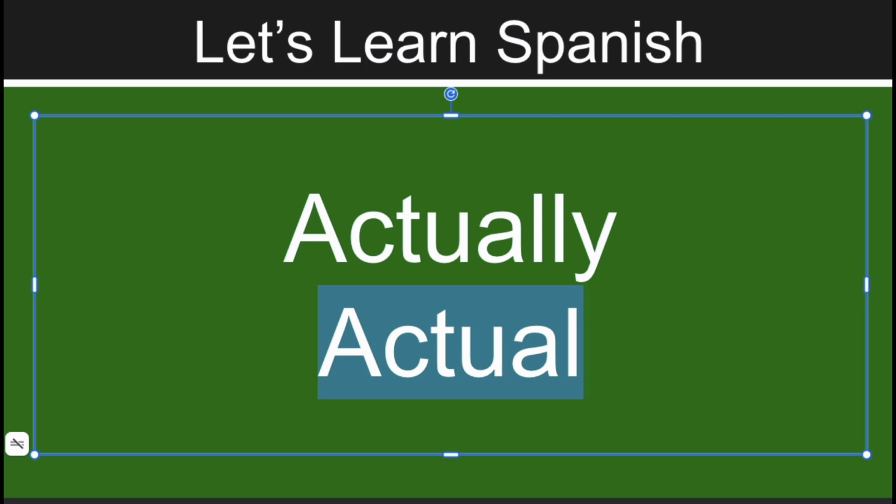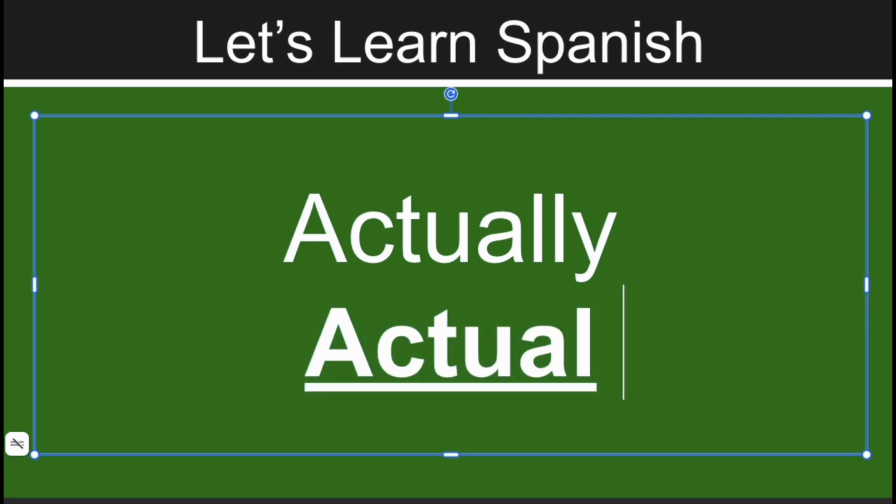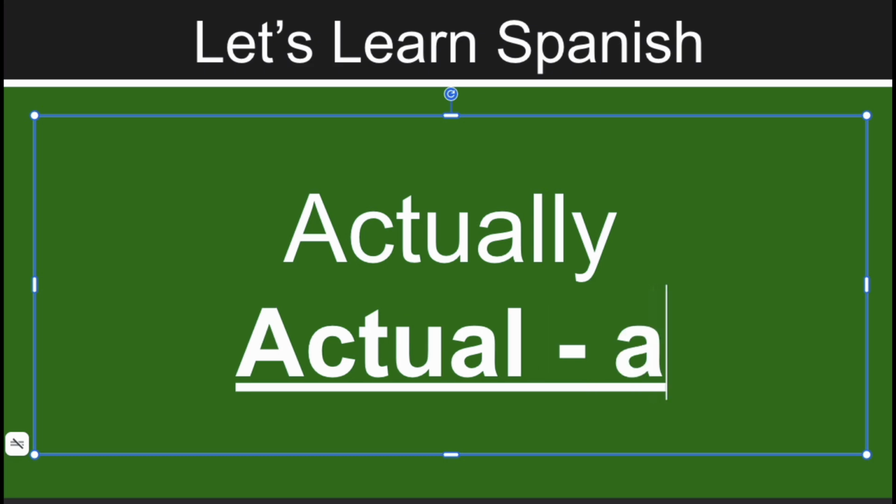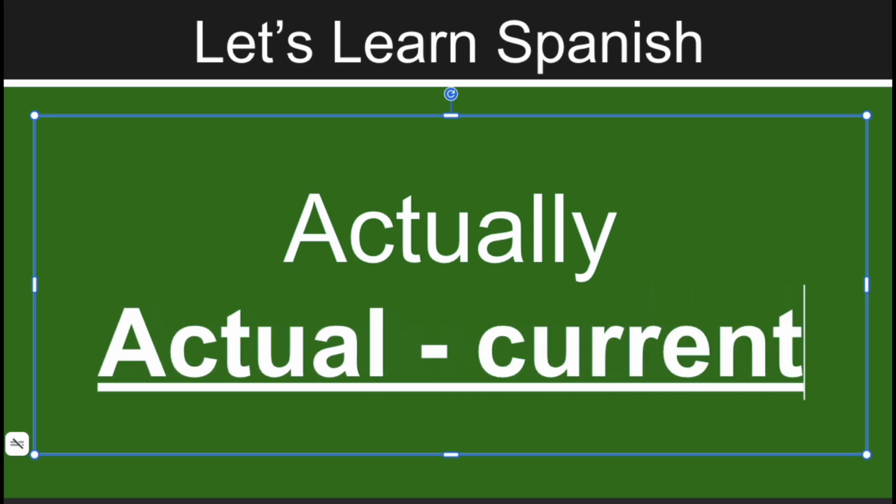This is why I really like these lessons right here, because we get to find out some other meanings. Actual means not the actual one, but it means the current one. All right, this is my current apartment, my current job. Actual. All right, the one that I am at this point currently working at, having, doing. So let's do like this. Actual is not actually. Actual is current.